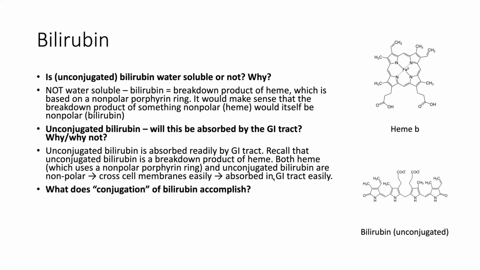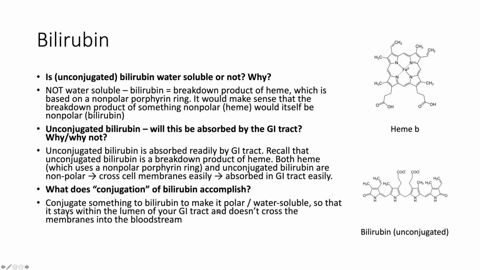But we do not conjugate it so that we can pee it out. We conjugate it so that we can poop it out. Could I give it a try? Please. So if unconjugated bilirubin is absorbed easily, then is conjugated bilirubin not absorbed easily, and that's why it could be excreted easily? Boom. Yeah, because you conjugate it with something that's polar, right?